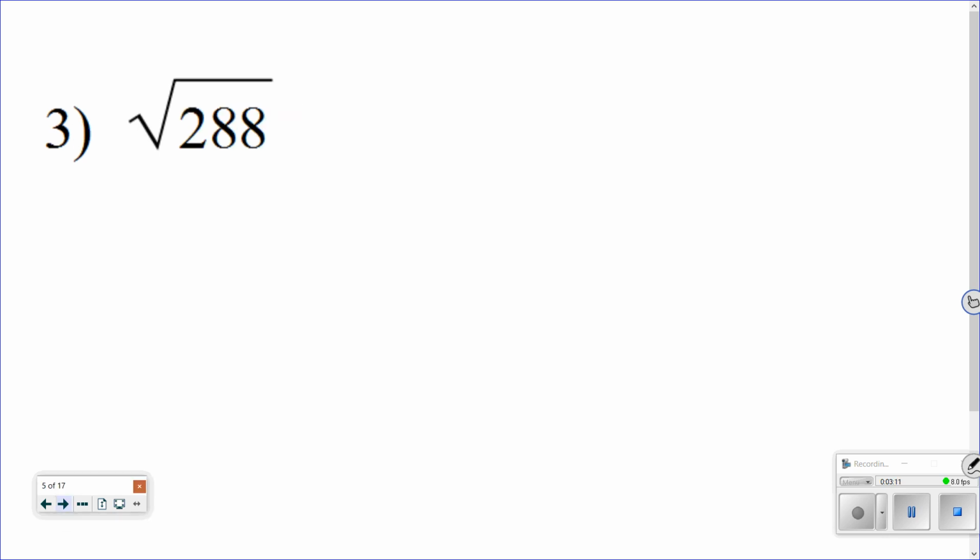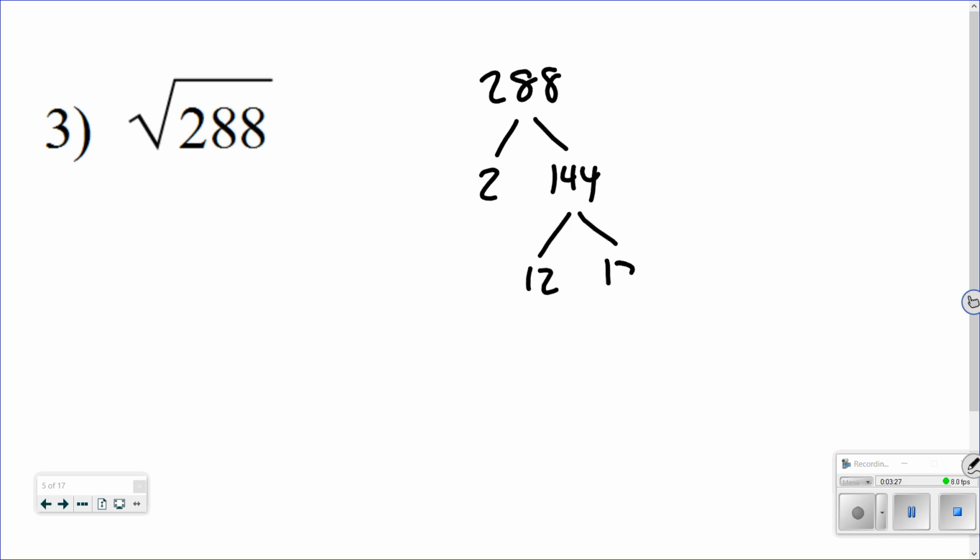Now let's do this one, the square root of 288. So this is a lot bigger. We need to come up with its factors. So let's take 288. 2, and I know 2 goes into it, I think 144 times. 144, I know that one, that's 12 and 12. That would be 2 and 6, 2 and 3, 2 and 6, 2 and 3.